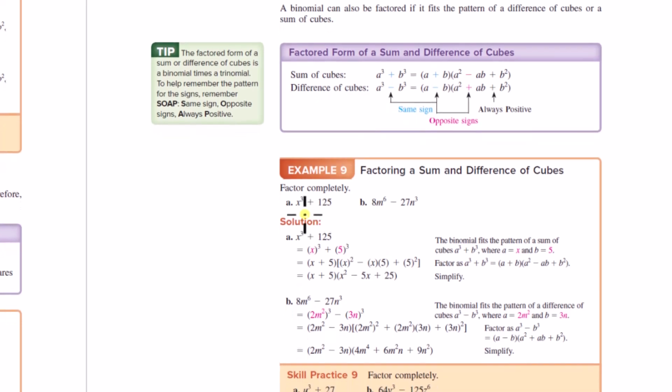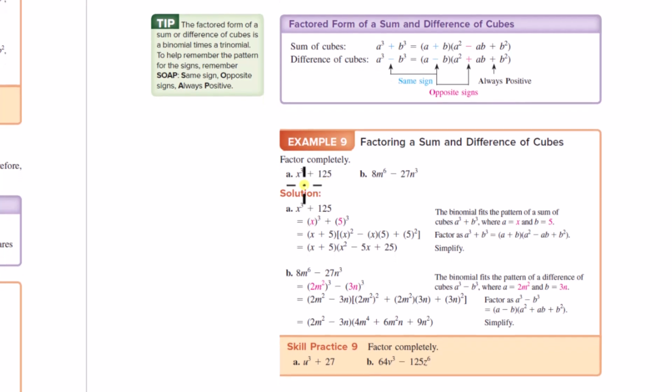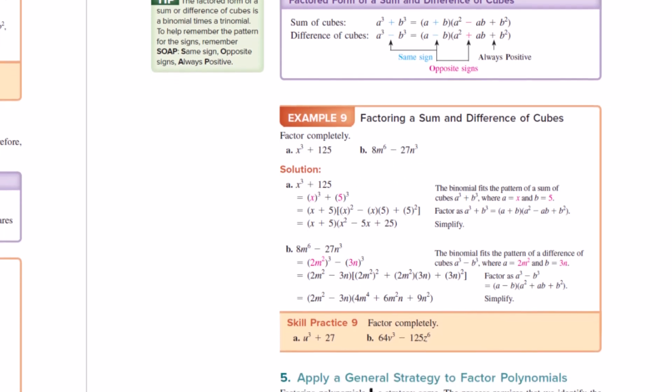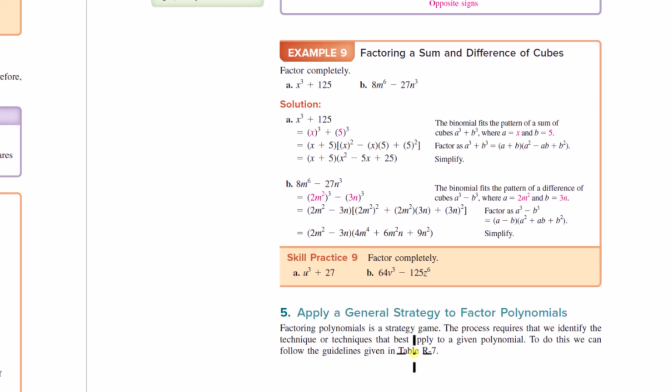You come here, you see x cubed, you see a binomial, look for a difference of 2 squares. You see a binomial with cubes in it, then consider, okay, x cubed, this must be something cubed, 5 cubed. So you factor it with the difference or sum of 2 cubes formula. Okay, apply a general strategy to factor polynomials.